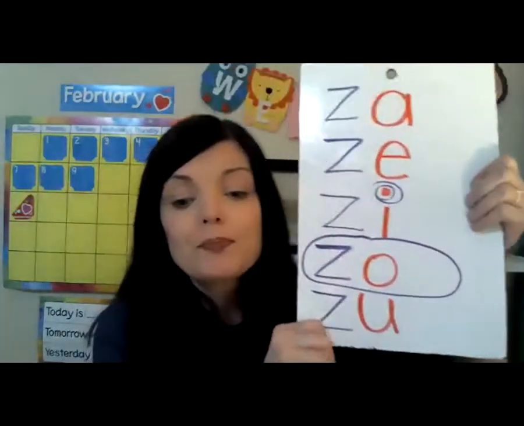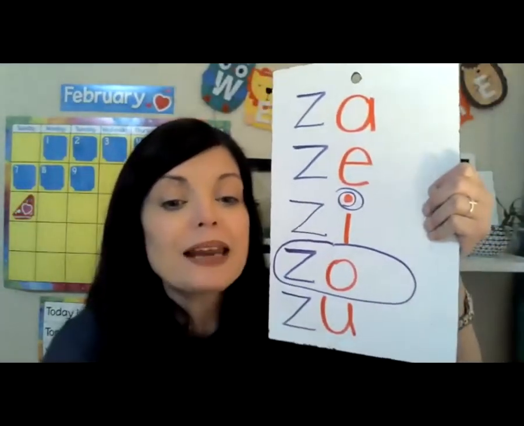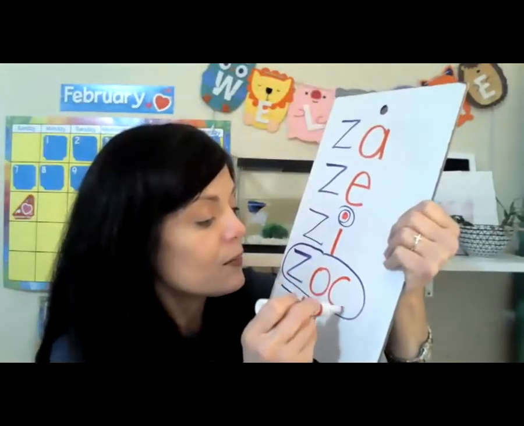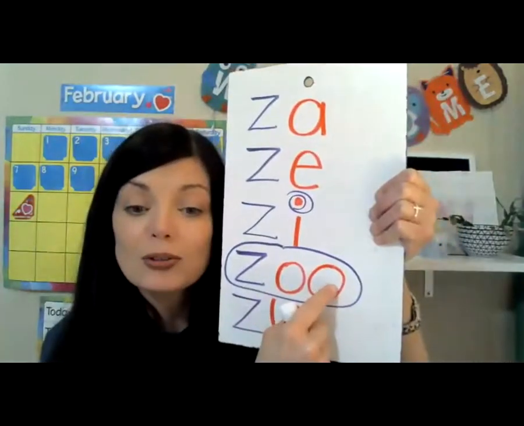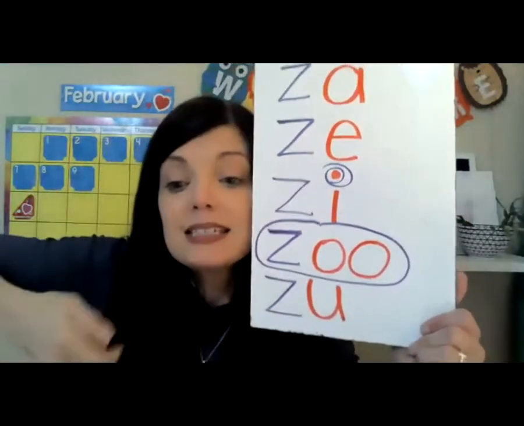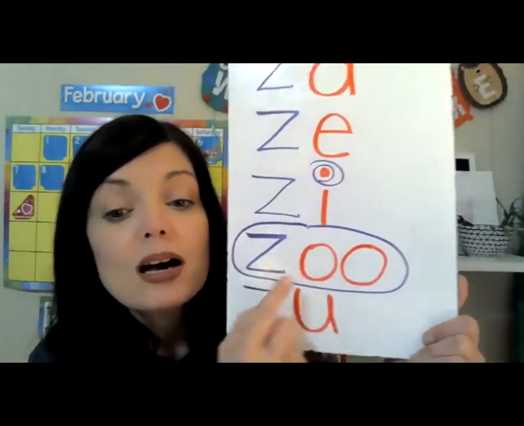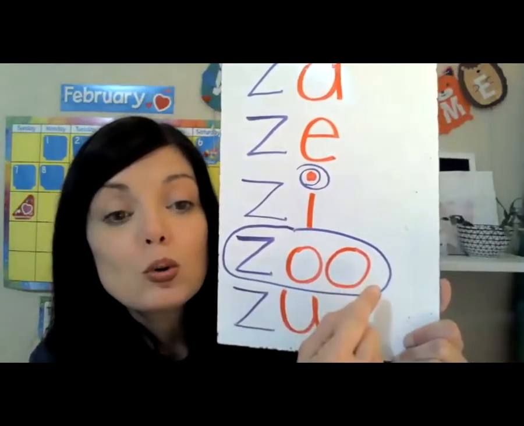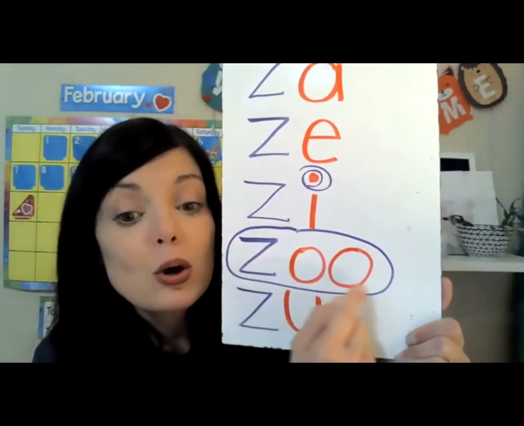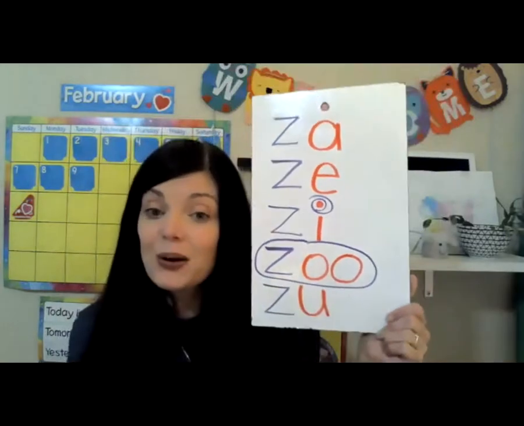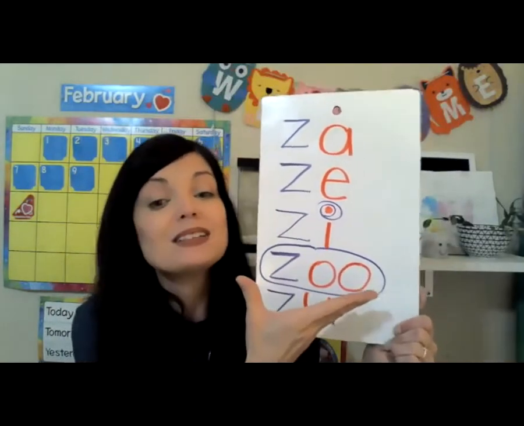O says ooh. So let's go back to our board and see if we can make a word with this blend. I'm going to add another O. So now I have two O's. Remember what O says? Ooh. So let's put that with the Z sound. Z, ooh. Zoo. You just read the word zoo.